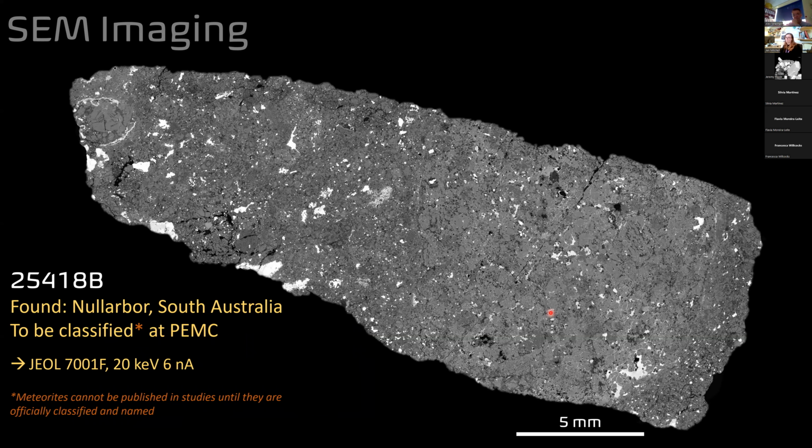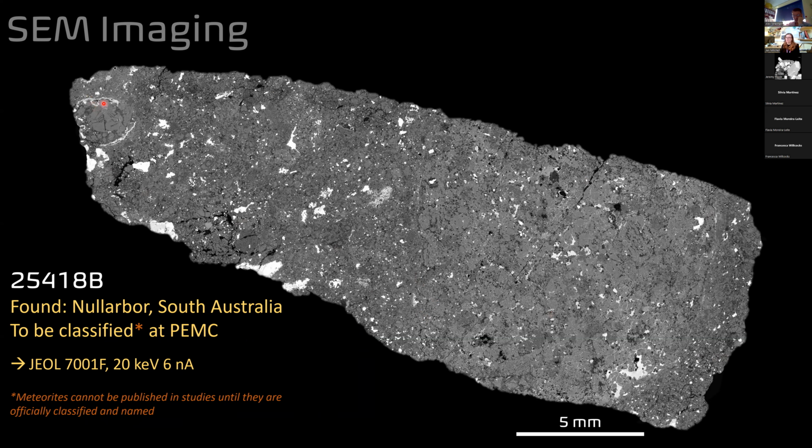Meteorites can't be published on or put anywhere unless they have an official name and have been officially categorized. So this is part of the job that we've done. We've got a backlog of sort of 40 or so that we're working through here. And we can see in this large area map, this is quite a big meteorite, it's a couple centimeters across. We can see we've actually got quite a lot happening.